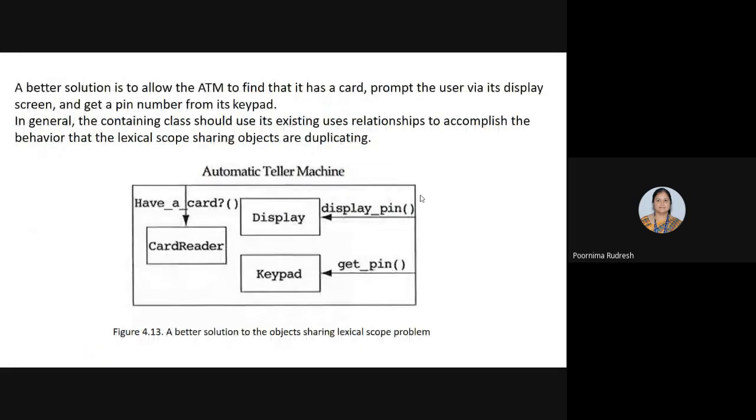And if we treat these objects separately, so that the ATM finds its card separately and prompts the user via its display screen and gets the PIN number from its keypad. And these three objects are treated separately, but they will share the lexical scope. So in this way, the objects can share the lexical scope.